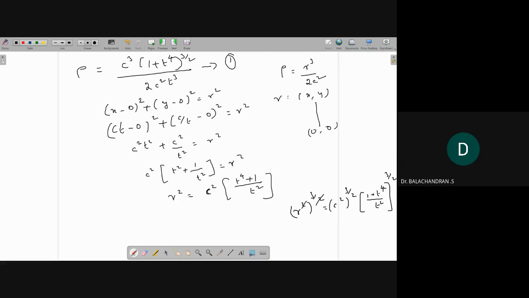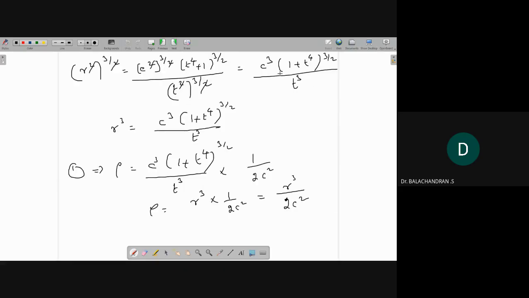So 2 gets cancelled. So r cube equal to c cube into 1 plus t power 4 by t square whole power 3 by 2. Check it here. So c cube into 1 plus t power 4 3 by 2 divided by t cube. Okay, now I think the same thing is here. There is nothing new from here to here.